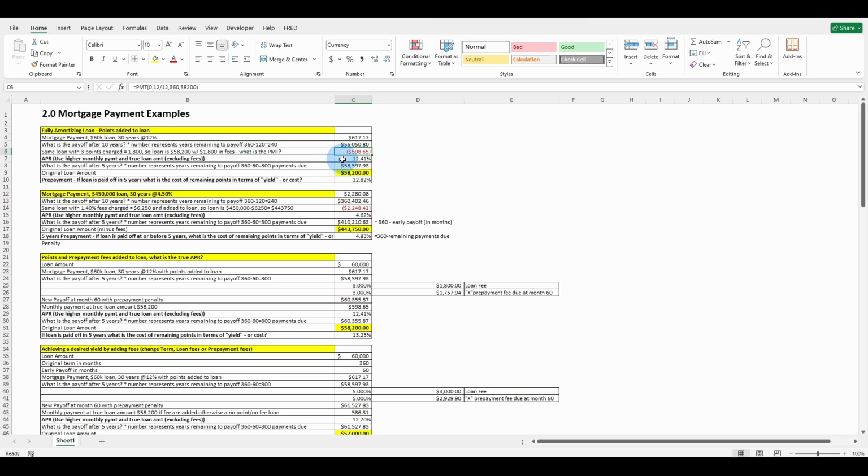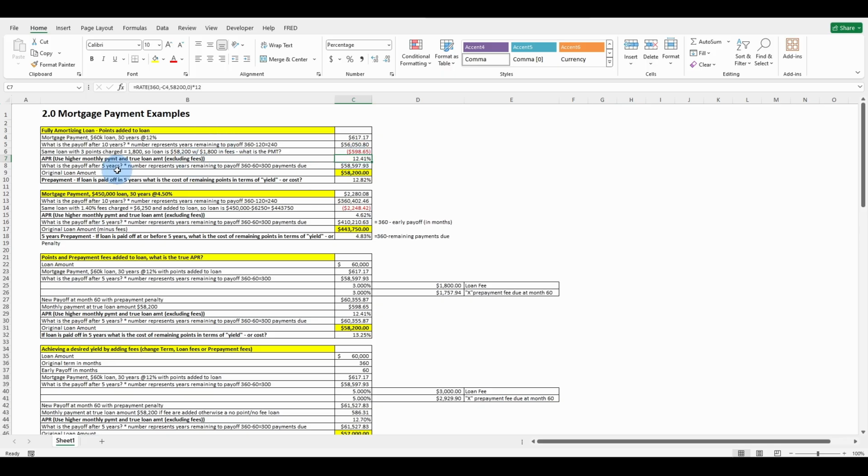APR using monthly payment and true loan amount. What are we doing here? We've got the rates. Again, we're looking at rate. We're looking at C4, which is our monthly payment. 58.2. That is 60 grand minus 1,800. And we've seen this repeatedly.